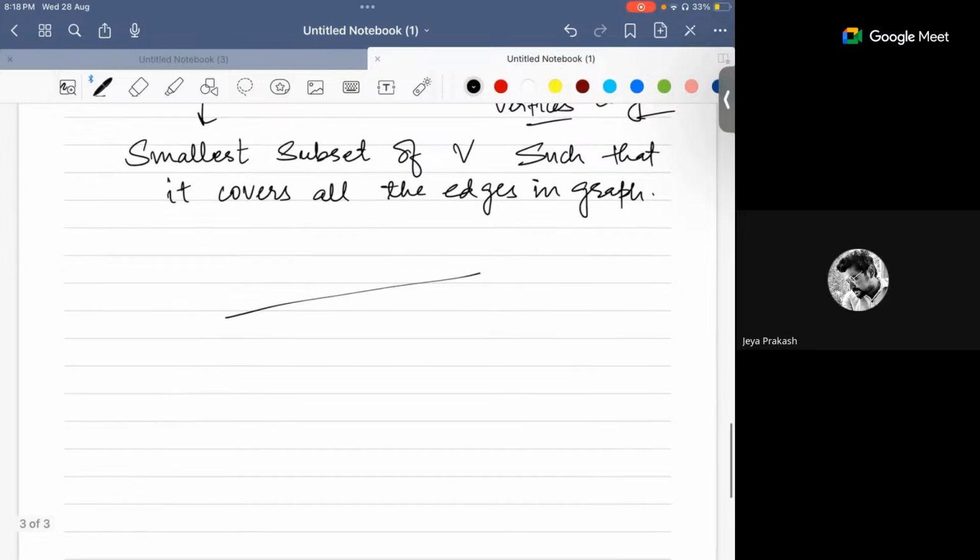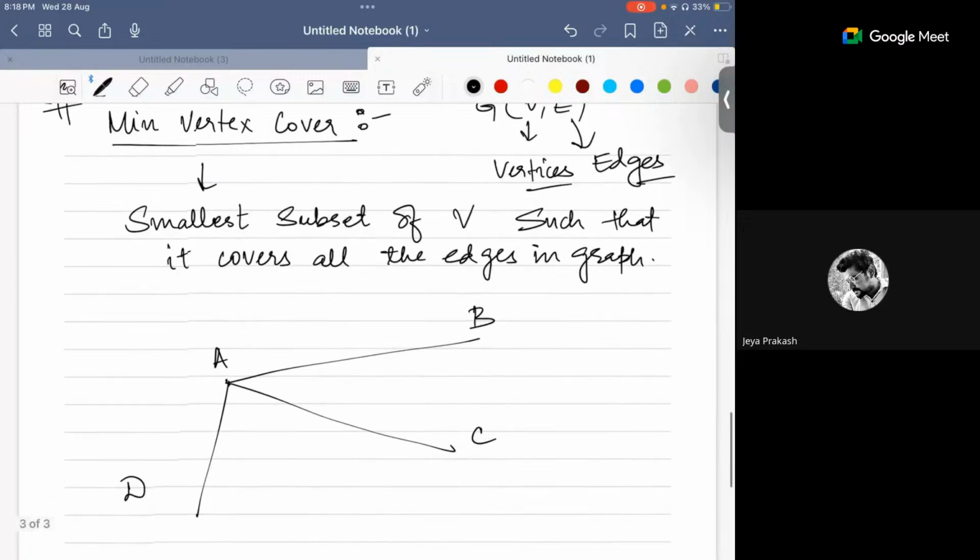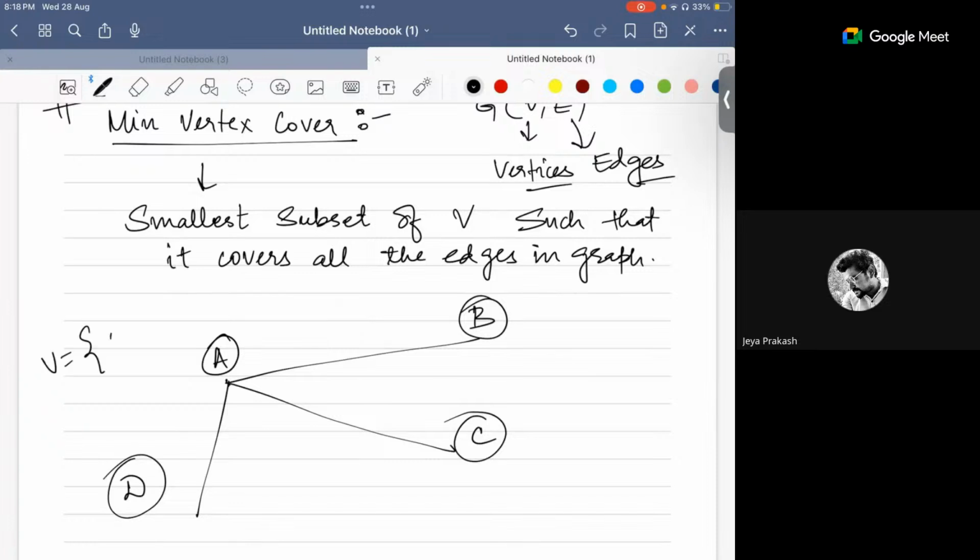Okay, so I'm just telling you. This is A and this is B. This is C. This is D. So what has been said? V will be what? V is the collection of all your vertices: A, B, C, D. From this bigger set, you have to pick out the smallest set of vertices such that, whenever you take those vertices, all the incident edges are covered by the smallest subset of vertices that you take.